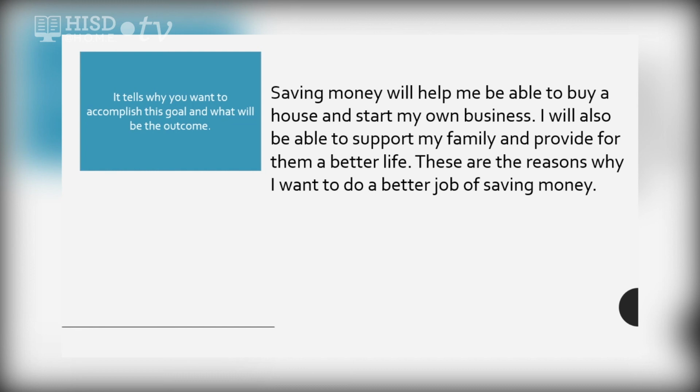And then I concluded by summing up, telling them that these are all of the reasons that I want to accomplish this goal. These are all the reasons why I want to start saving and doing a better job of saving money.